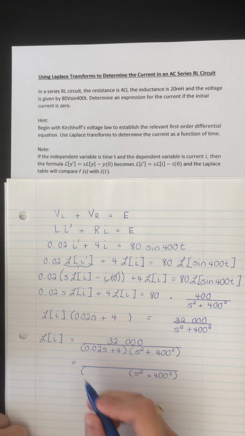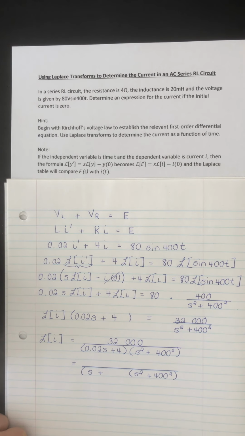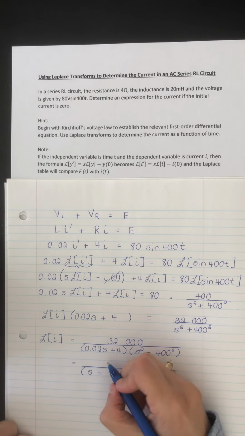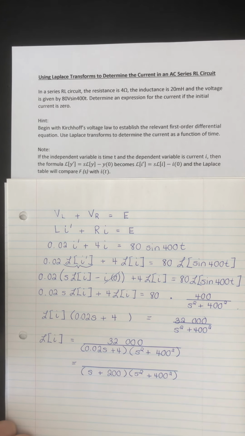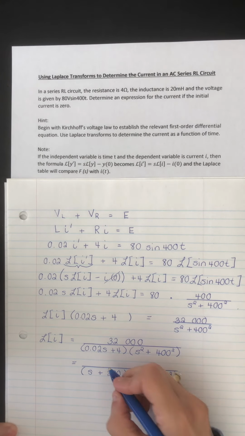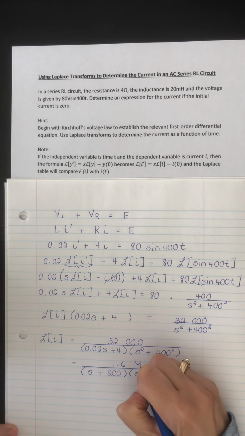So we're going to get s plus, and now again, you have to do 4 divided by 0.02, and you'll find that that's 200. Okay, so in moving from this denominator to this denominator, we have divided the denominator by 0.02. This means we have to divide the numerator by 0.02 also. So you can take 32,000 and divide it by 20 milli. You'll find that it's 1.6 million or 1.6 mega.